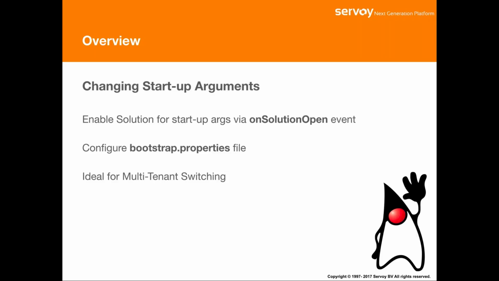Last thing that I showed you was how to change startup arguments. Of course, you want to enable your solution via the onSolutionOpen event to accept startup arguments, and then you can pass them in directly from the Bootstrap properties file. So you would change that properties file and maybe make several distributions where each one is slightly configured differently, and then you could give sort of the multi-tenant switch. That's the main use case for this, so that you could still host a multi-tenant application, but it's clear to identify which tenant is coming in just by the distribution that they got.